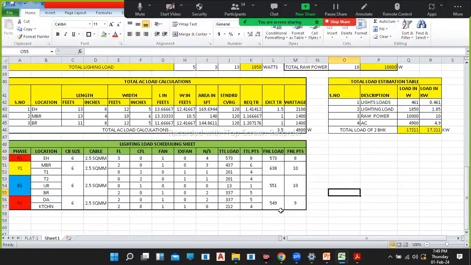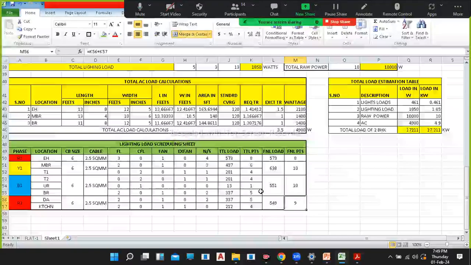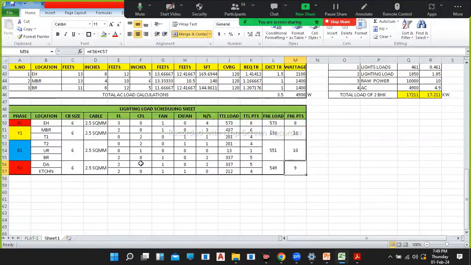Okay, so this is the final now, which is total. R1 we have taken 573, 8 points; Y1 we have taken 638, 10 points; B1 we have taken 551, 10 points; and BR2 549, 9 points. We are done with scheduling, but we haven't done load balancing. Now we need to do the total load balancing sheet.